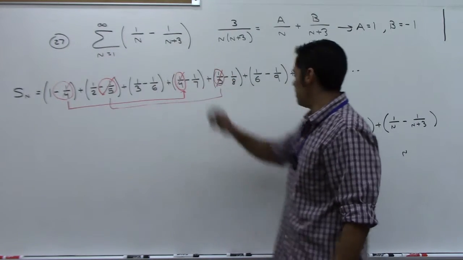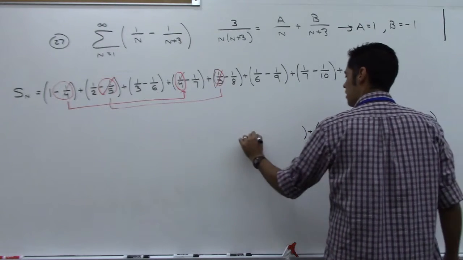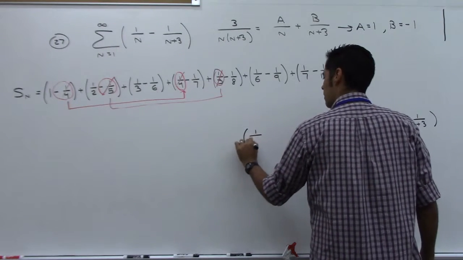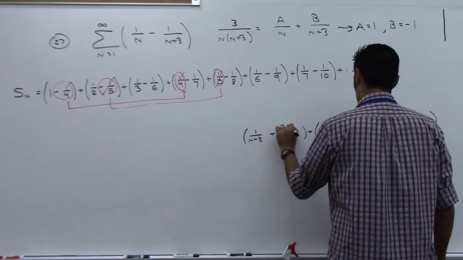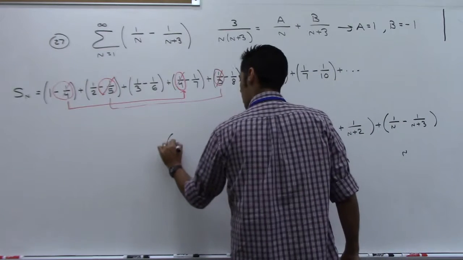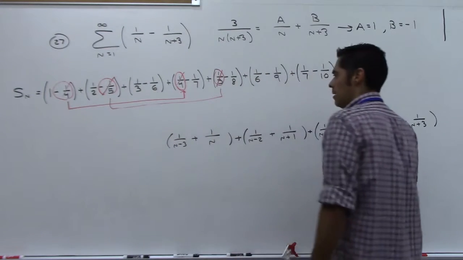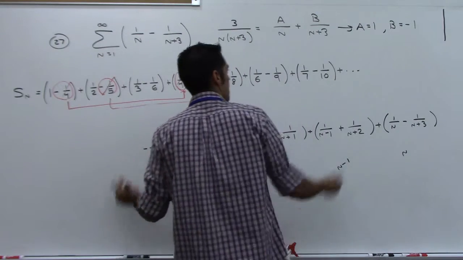So plug n minus 1 right there. N minus 1 plus 3 is n plus 2. The one in front of this is 1 over n minus 2 plus 1 over n plus 1. I'm going to do one more in front of that: 1 over n minus 3 plus 1 over n. And then in front of it, dot, dot, dot, is this right here.